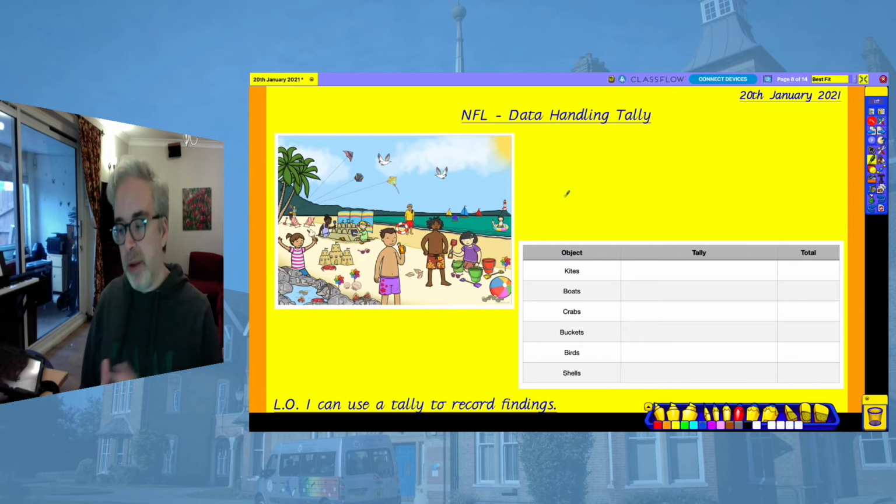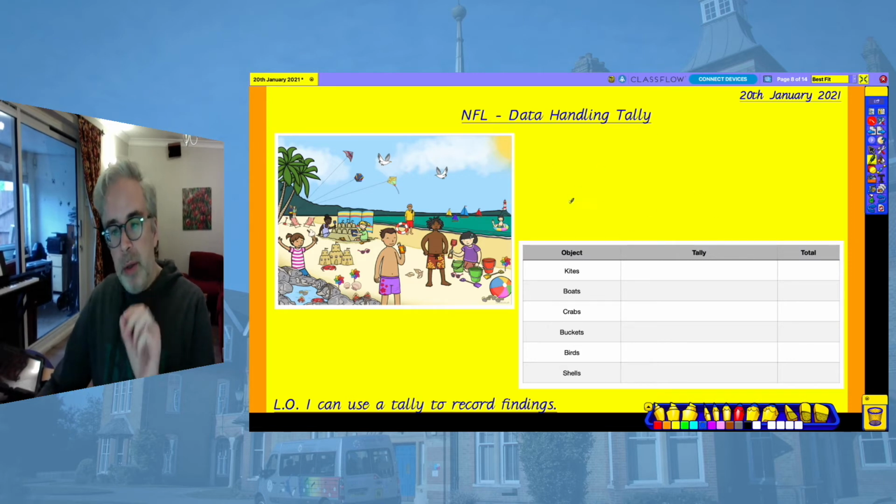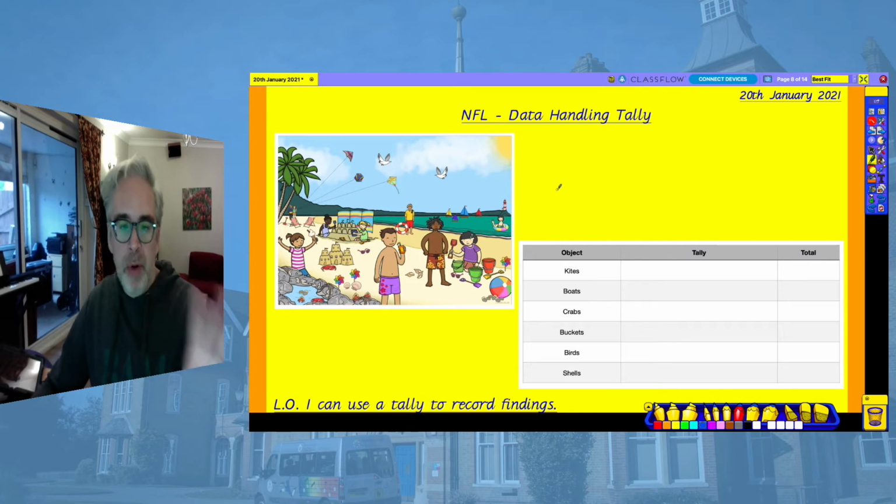Okay, so what we do here is we make a mark. So say, for instance, we're obviously not counting blue cars in our picture here, but if we saw one car going past, we would make a mark. Then, oh look, we've got another one that's just gone past.